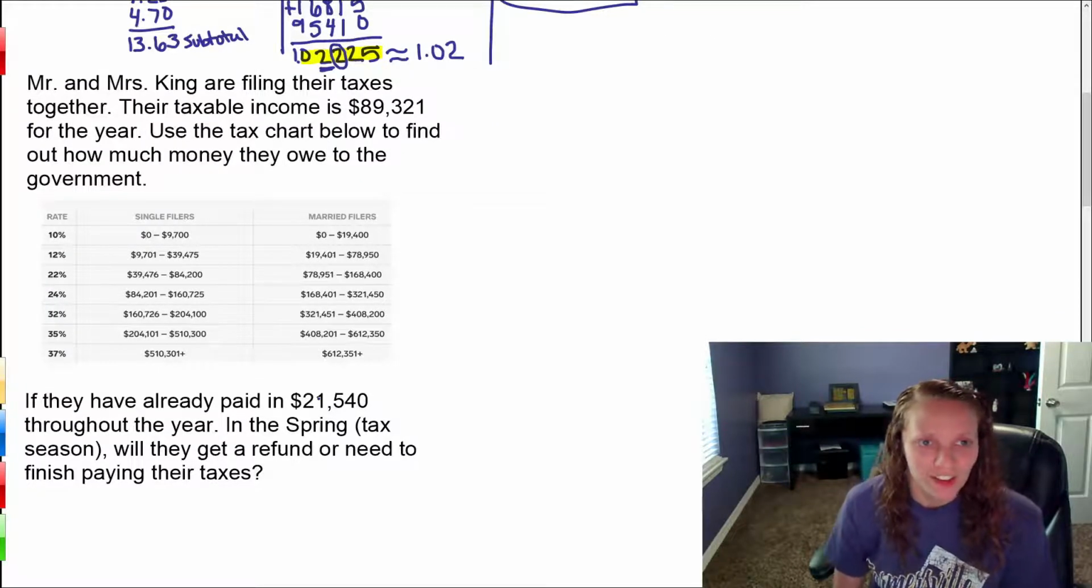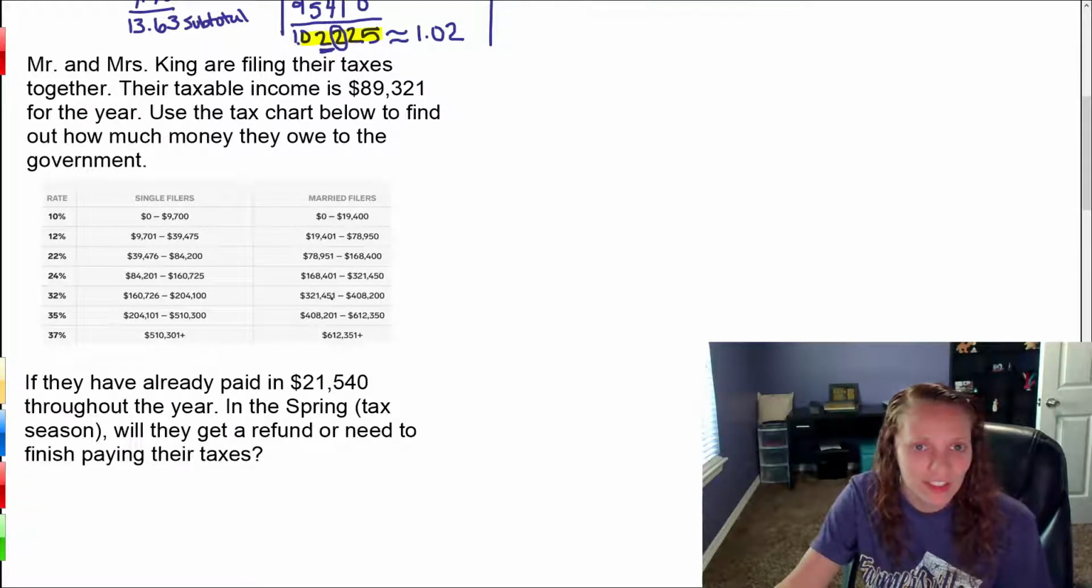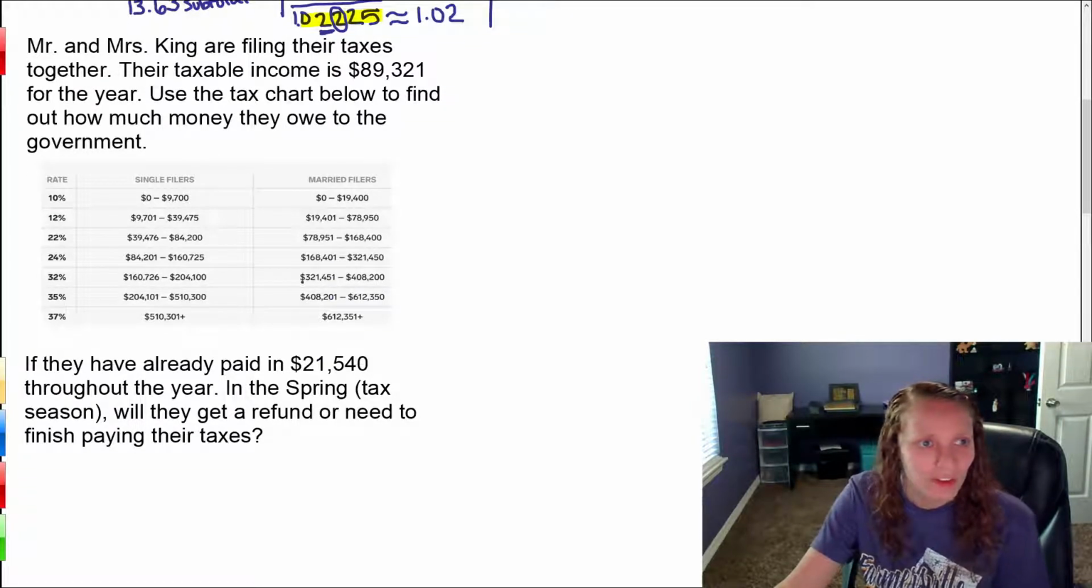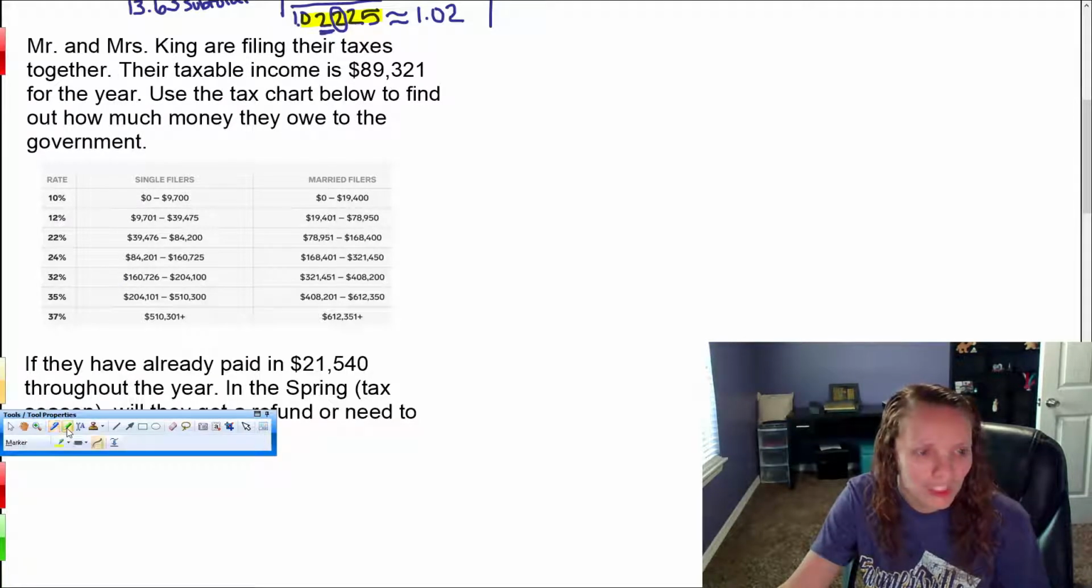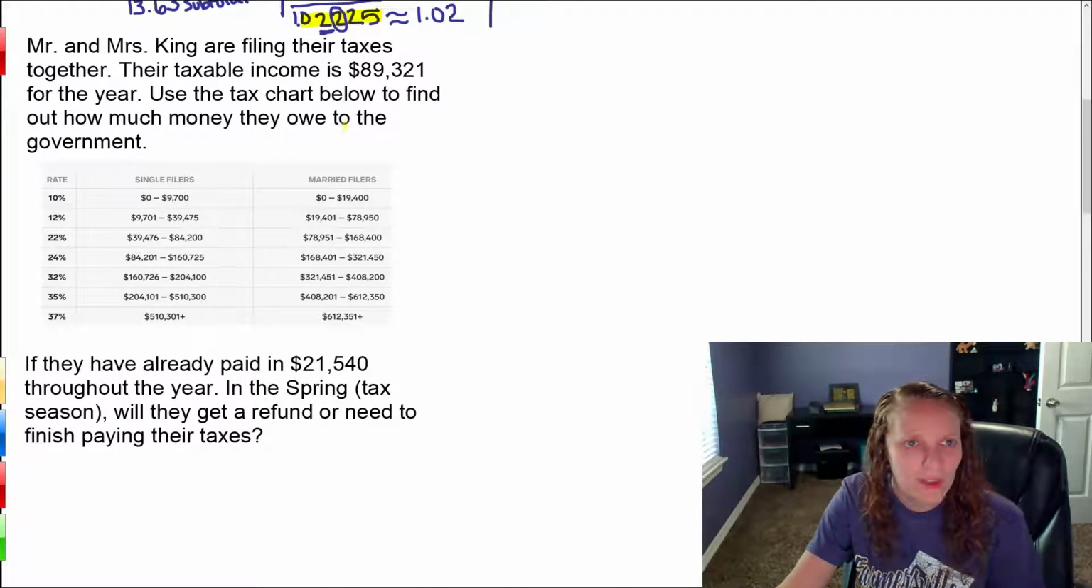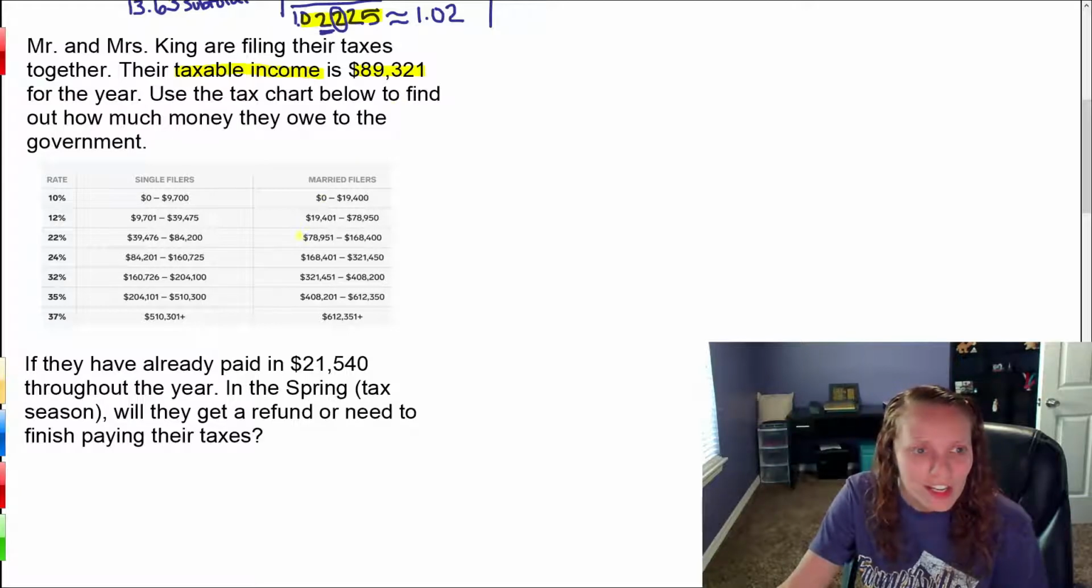Mr. and Mrs. King are filing their taxes together. Their taxable income is $89,321 for the year. Use the tax chart below to find out how much money they owe to the government. So we're going to look at this tax chart to figure out what percentage they have to send into the government. We know that their taxable income, so how much they can be taxed on, or actually what they made, was $89,321. And Mr. and Mrs. King, they are married. So we're going to look under the married filers.